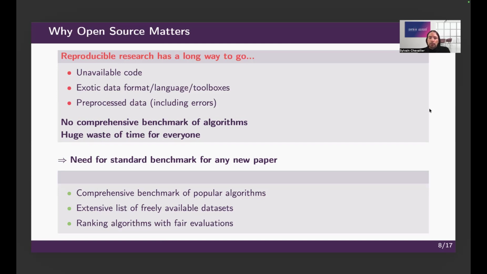So we need a way to know the different propositions of algorithms and workflows, how they could relate to each other and how they could be ranked. And we need comprehensive benchmarks that rely on available data sets so it's possible to have fair evaluation. So this is very important to push for this objective.